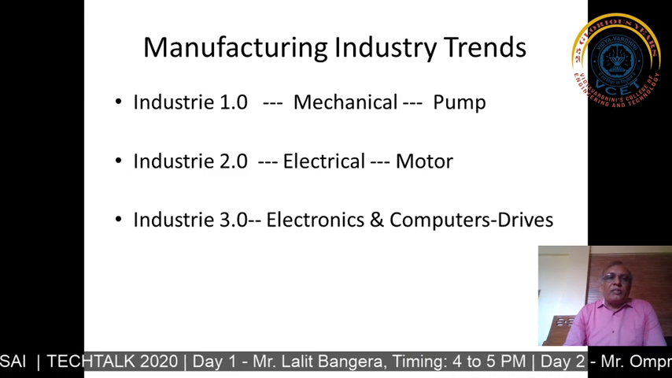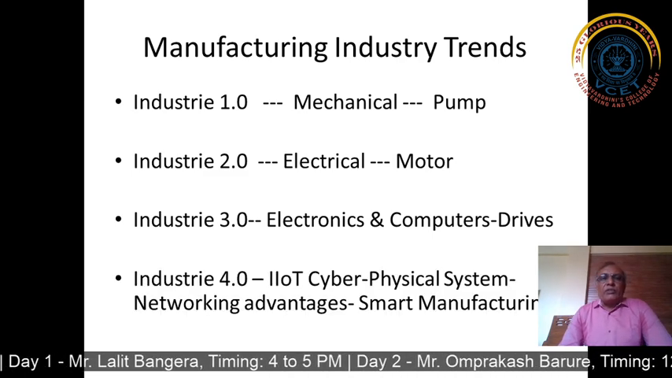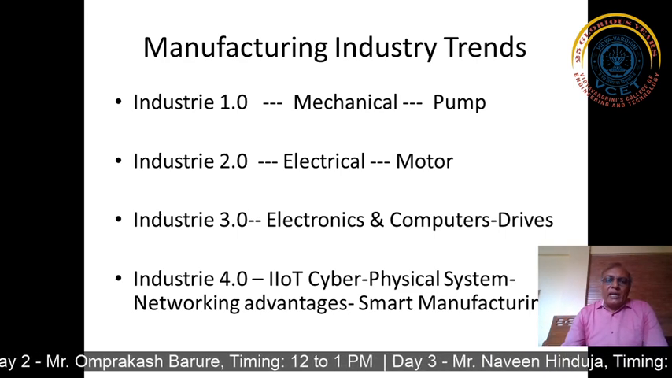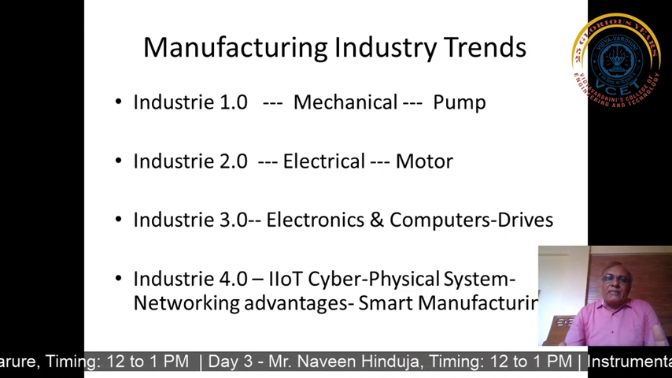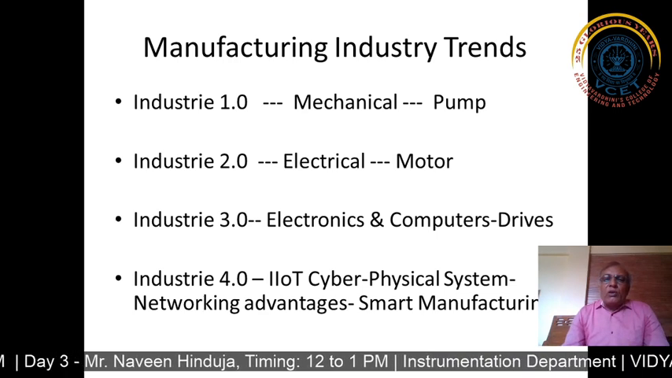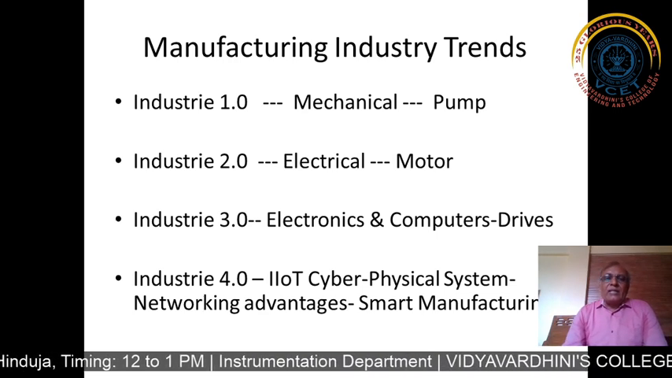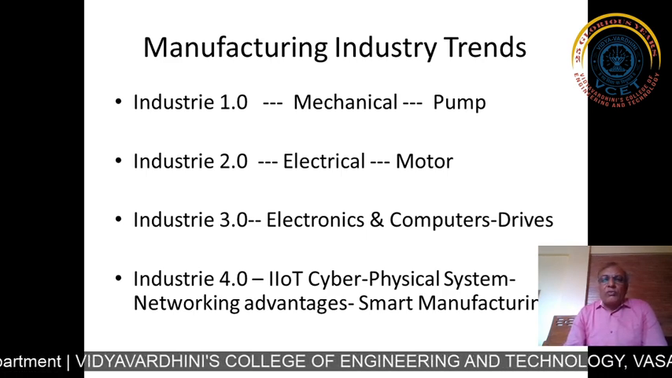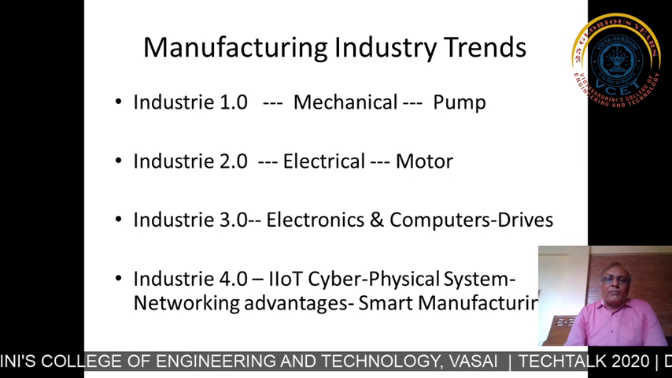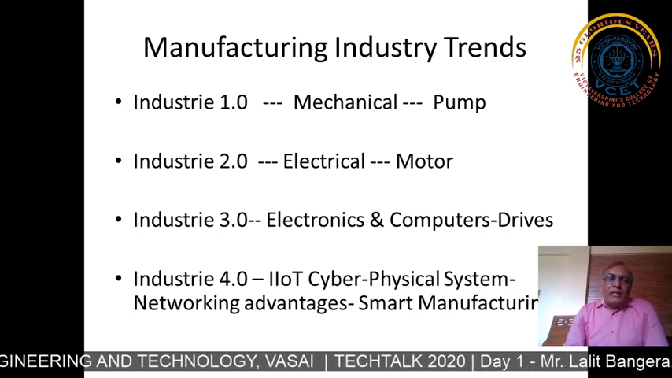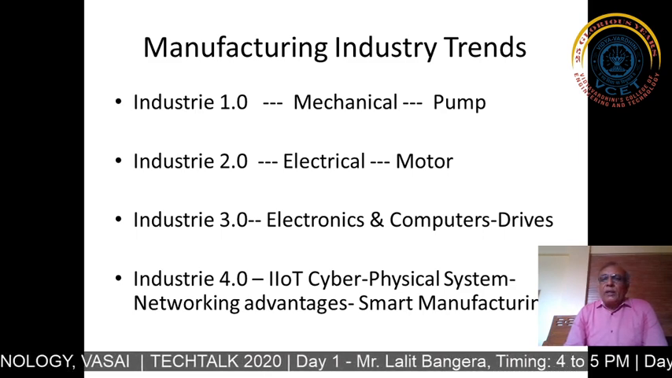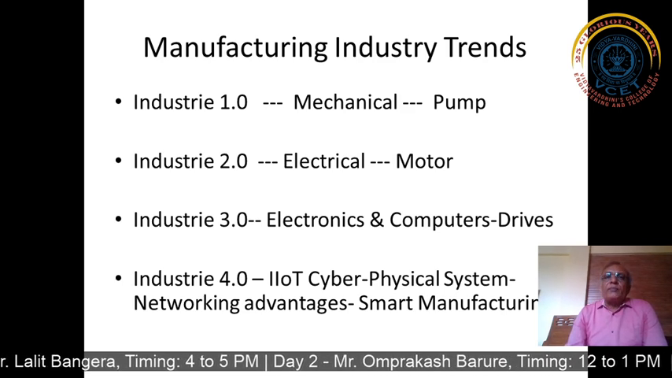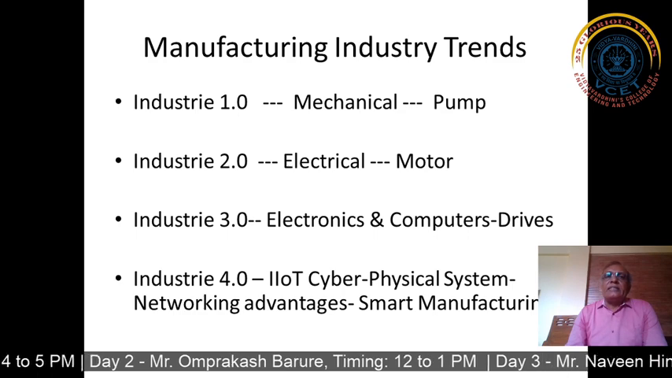That was Industry 3.0, and now we are talking about Industry 4.0. What is that? We already have computers in place, we already have the networking, and what is required is that we must have the network of physical systems, that is called an IIoT, industrial internet of things, with a small o because it is of. It is a cyber physical system which takes the complete advantage of networking, and is also referred to as smart manufacturing. This is the evolutionary change that has taken place.